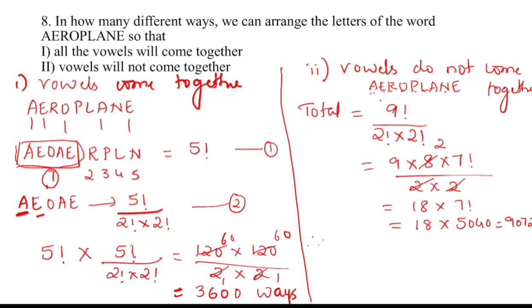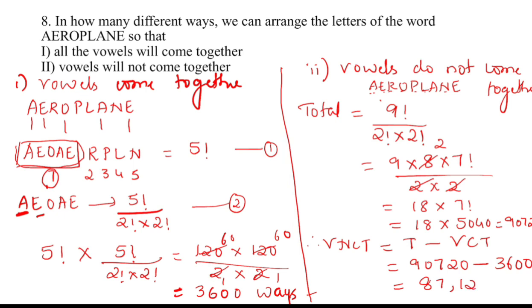Therefore, vowels not coming together is equal to total minus vowels coming together. The total is 90720 minus vowels coming together, which is 3600. When we deduct that, we get the value for vowels not coming together, which is 87,120 ways. So we can arrange the word aeroplane in 87,120 ways where vowels do not come together.